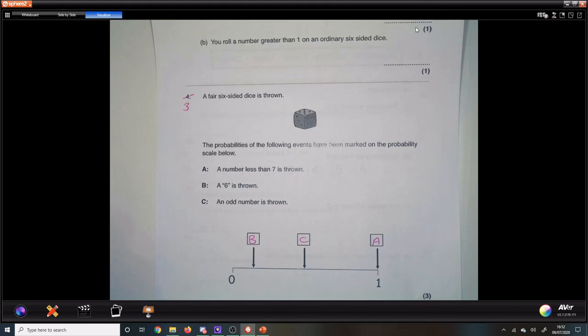Okay, the answers to the next questions then. The probability of a number less than 7 being thrown, well, a dice only goes to 6, so that's going to be guaranteed. That's one here. A 6 is thrown when you've got a 1 in 6 chance of that happening, so that's a low chance, so that's going to be B. And an odd number is thrown, that's going to be 50-50 because half the numbers on a dice are odd, so that's going to be this one in the middle.